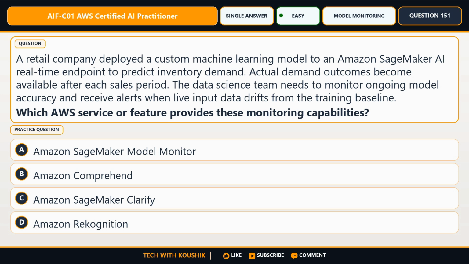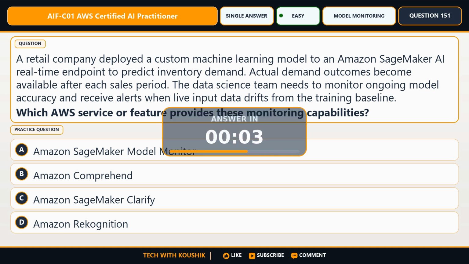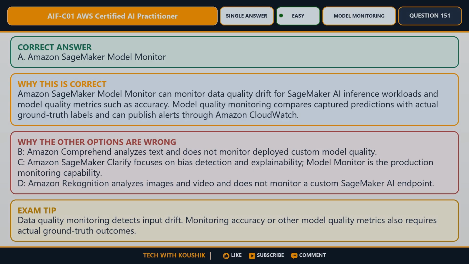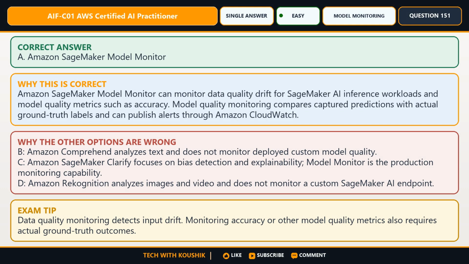Watch for distractors that are valid services but wrong for this scenario. Next, option A, Amazon SageMaker Model Monitor. Next, option B, Amazon Comprehend. Next, option C, Amazon SageMaker Clarify. Next, option D, Amazon Rekognition. After elimination, select A, Amazon SageMaker Model Monitor.